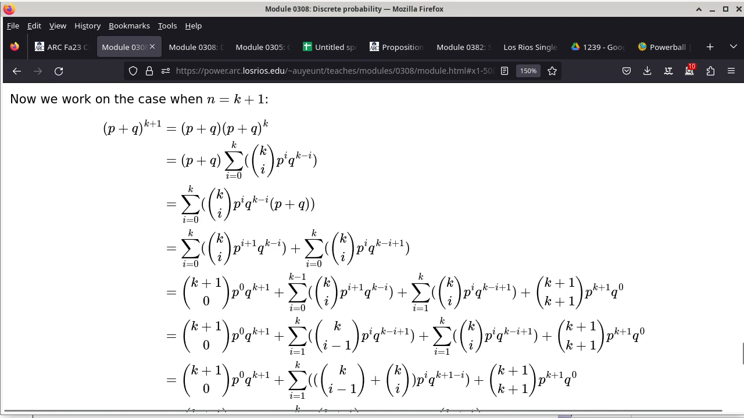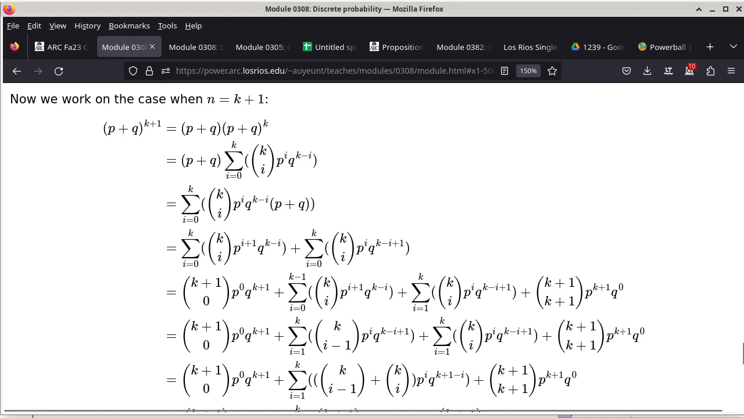So when i equals k, we have k choose k, p to the power of k plus 1, q to the power of 0. And you can see how p to the power of k plus 1 is over here, because remember, i is k when I took out that term.